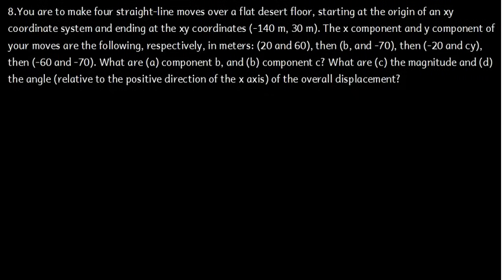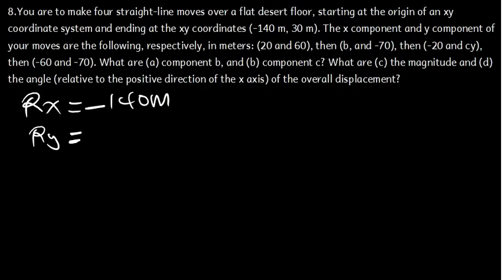So our question 8 is saying you are to make 4 straight line moves over a flat desert floor, starting at the origin of an xy coordinate system and ending at the xy coordinate, which is negative 140 meters comma 30 meters. So this is our resultant in this case. The x component of the resultant is negative 140 meters, and the y component of the resultant is 30 meters.